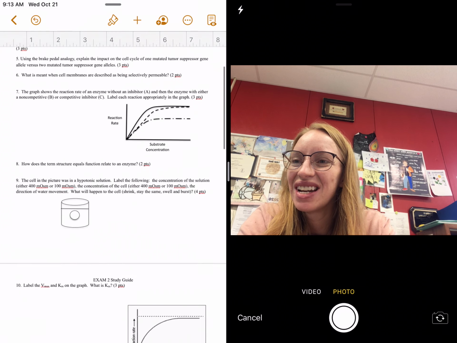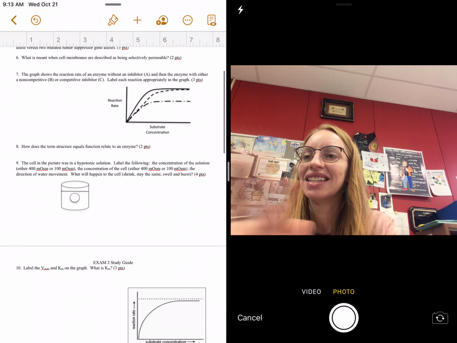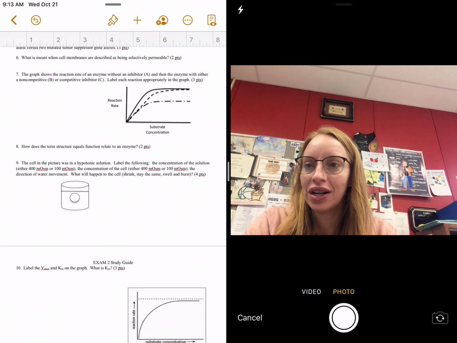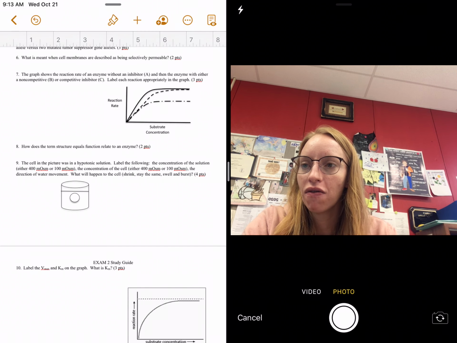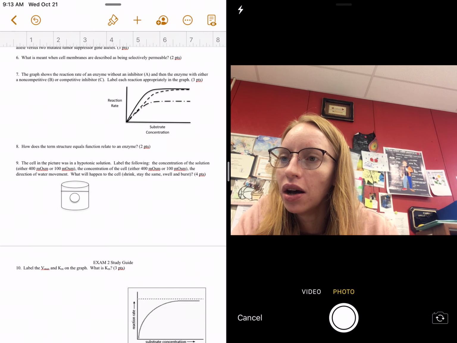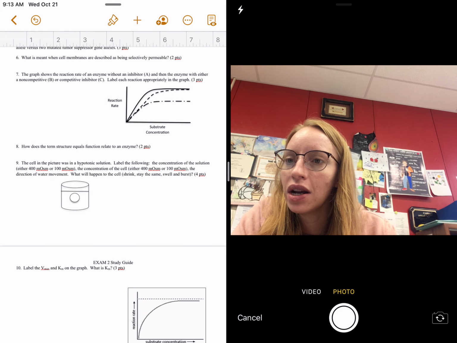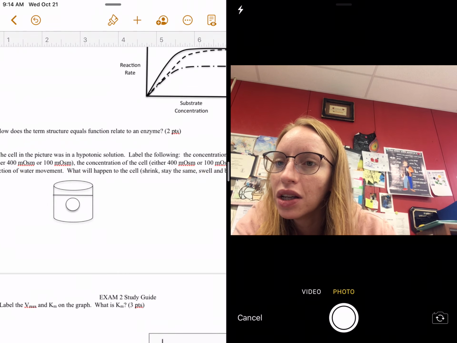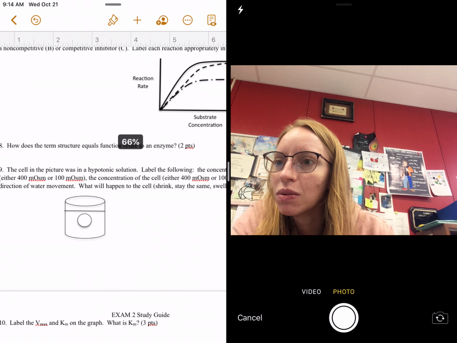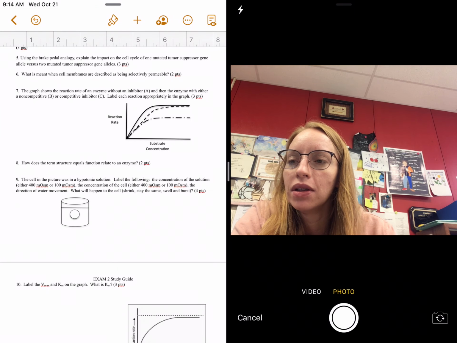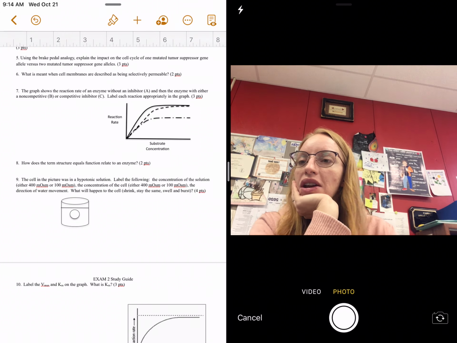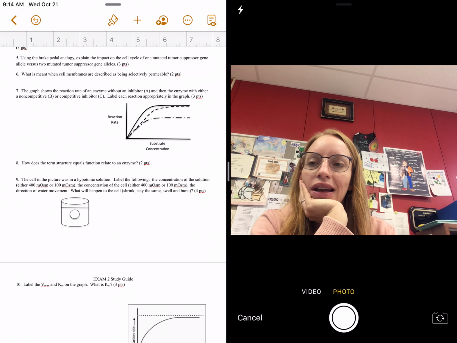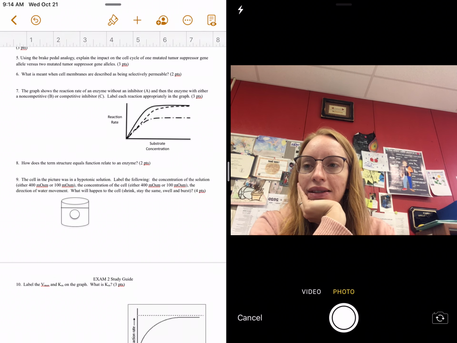So we have number 9 on your study guide. It says, the cell in the picture was in a hypotonic solution. Label the following. The concentration of the solution, it's either 400 or 100. And the concentration of the cell is 400 or 100. And I don't really know, because I don't think that's supposed to be an O, but I think it's molarity or osmotic pressure. But anyway, it's either 400 or 100 in the solution, or 400 or 100 in the cell.